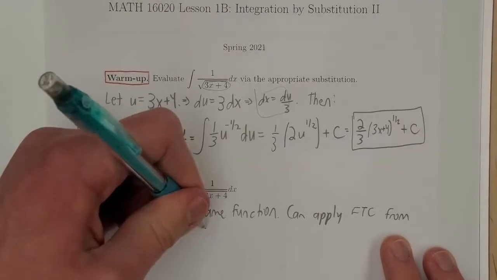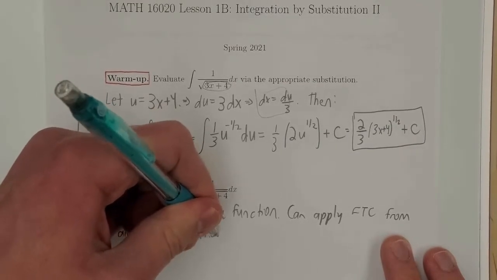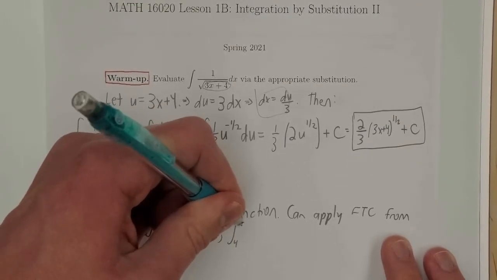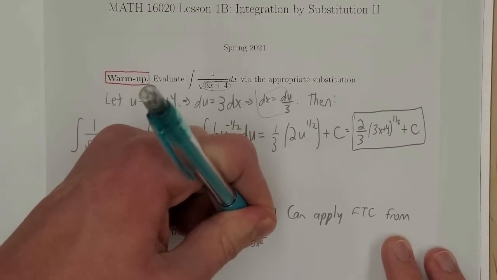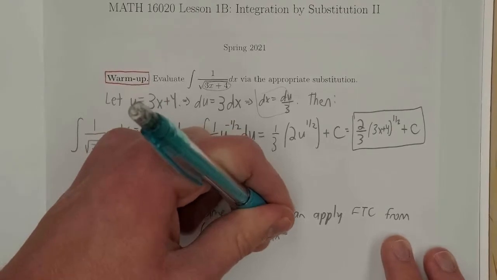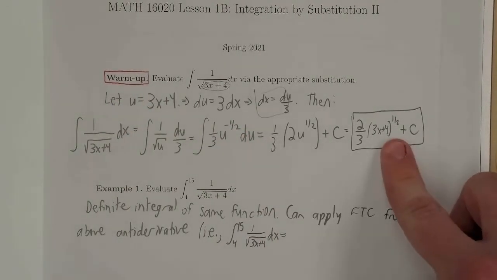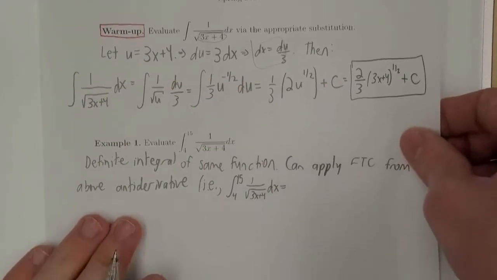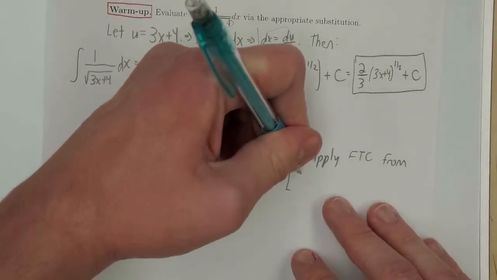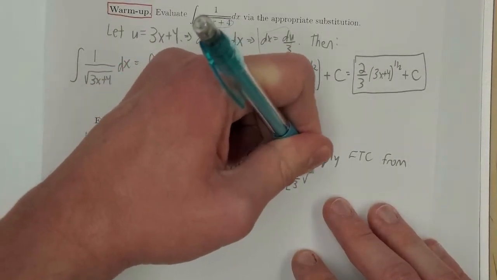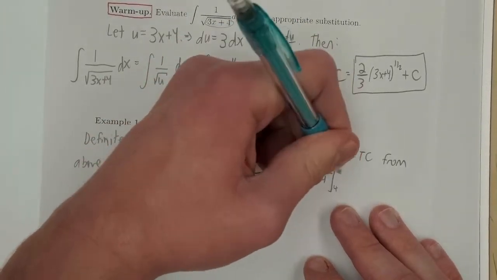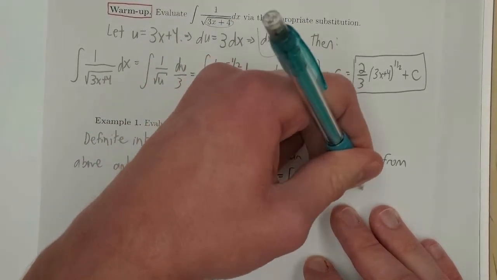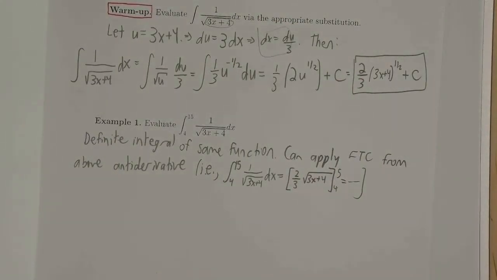So what I mean by that is we say, all right, the integral from 4 to 15 of 1 over root 3x plus 4 dx. Well, we have the antiderivative, so all we have to do is say, we have 2/3 times the square root of 3x plus 4, from 4 to 15, and you go from there, right? So you could do that, and that's totally legitimate. But let's try something else.